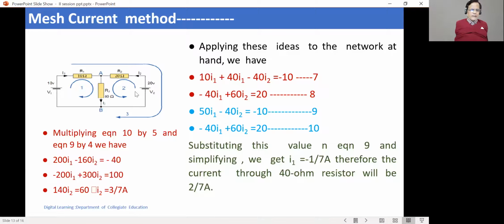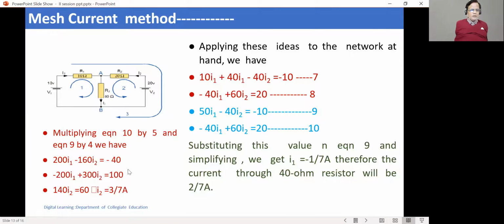Similarly, if we apply the mesh current method to the second mesh, 20 I2 plus 40 I2, together 60 I2, will be the voltage drop produced in the second mesh by a current which belongs to it, which is I2. In this mesh, another voltage drop 40 I1 is produced by the current I1 which belongs to the adjoining mesh, so that is taken with a minus sign. So minus 40 I1 plus 60 I2 is equal to 20.